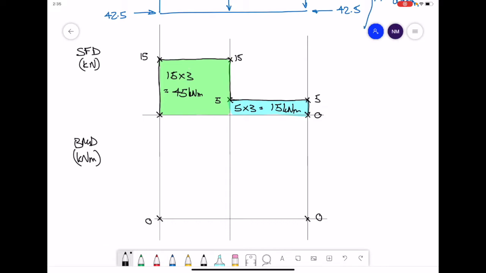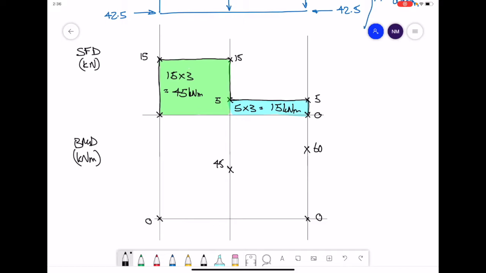Using these two values, we're going to start at 0. The bending moment value is given by the summation of the area on your shear force diagram. So as we come to the middle of the beam, the total area we have will be 45 kilonewton meters. At the end of the beam, the total area we have on the shear force diagram will be the 45 plus a further 15, and that will give us 60.